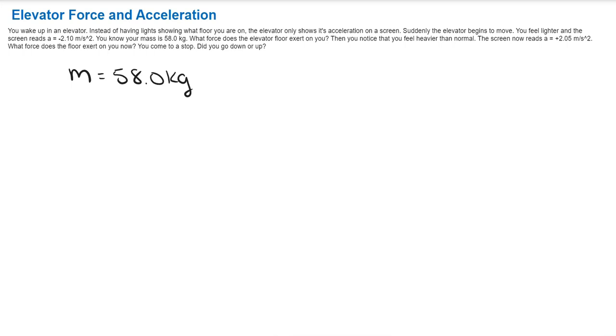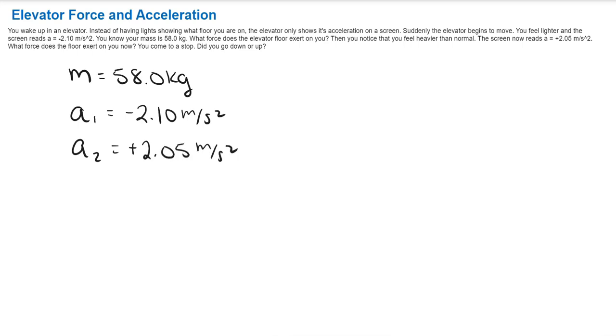So the first thing we're going to do is write down what we know. We know our mass, and then we have two different accelerations, so this is two different parts here. A1 is negative 2.10 meters per second squared. And then the acceleration changes to positive 2.05 meters per second squared.